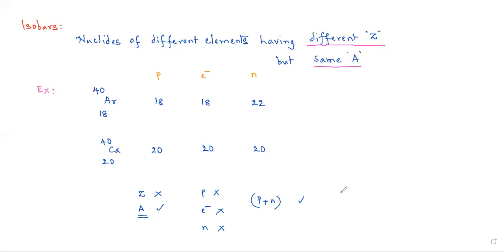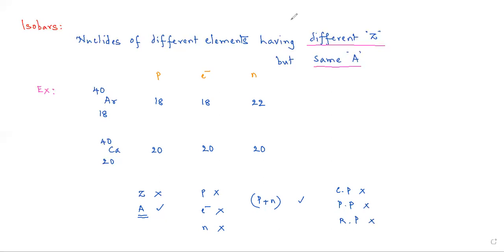And because they have different numbers of electrons, obviously their chemical properties are different because they have different numbers of electrons in the valence shell. Coming to physical properties, even they are different. They'll of course be different because two different elements will have different physical properties, obviously. Even the radioactive properties will also be different. So this is all about isobars.